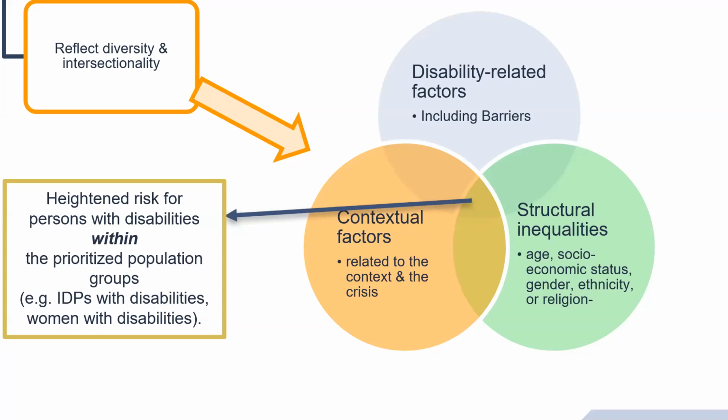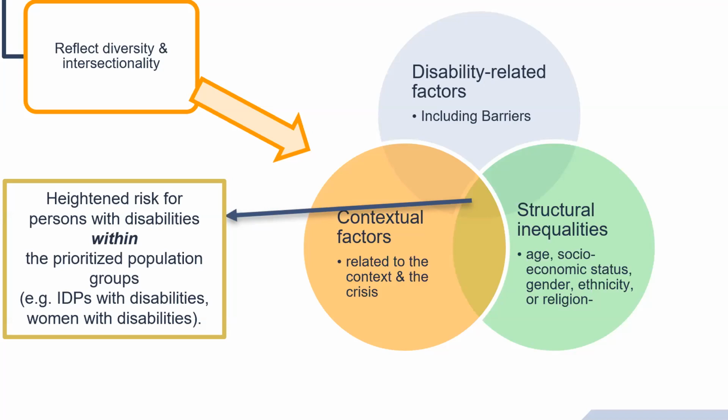And then we have a structural inequality related to age. Children with disability are affected by the crisis in a different way than women with disabilities, than youth with disability. For example, socioeconomic status. A poor person with disability is affected in a different way than a rich person with disability, or married or non-married, gender, ethnicity, religion, either they are displaced or non-displaced. All that is interacting together to either increase the risk or decrease the risk according to the situation.